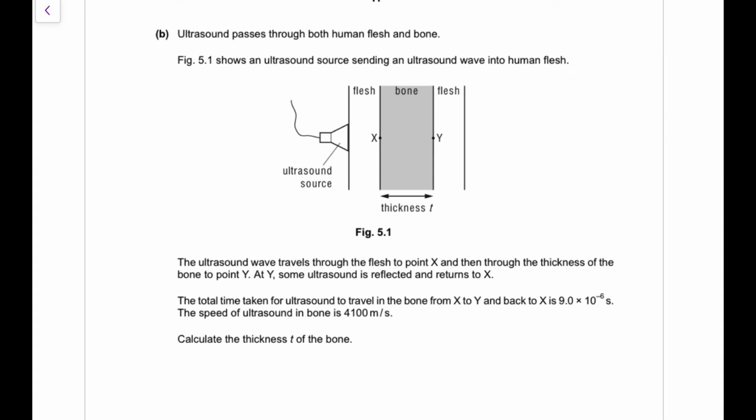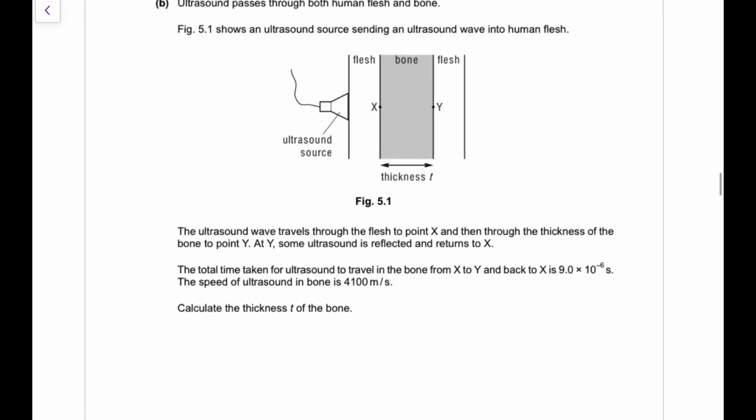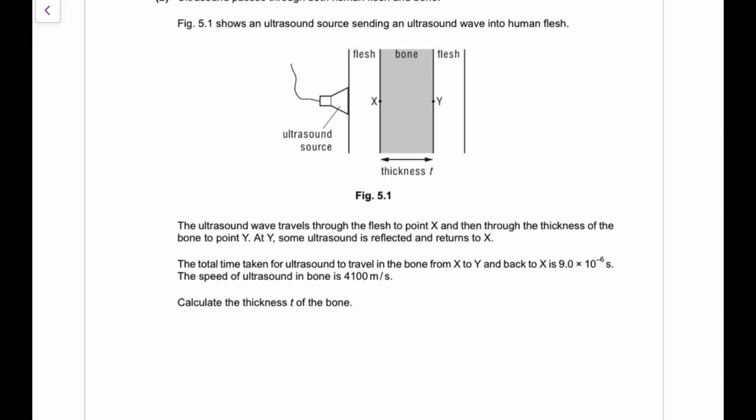B. Ultrasound passes through both human flesh and bone. Figure 5.1 shows an ultrasound source sending an ultrasound wave into human flesh. The ultrasound wave travels through the flesh to point X and then through the thickness of the bone to point Y. At Y, some ultrasound is reflected and returns to X. The total time for the ultrasound to travel in the bone from X to Y and then back to X is 9 times 10 to the power of negative 6 seconds. The speed of ultrasound in the bone is 4,100 meters per second. Calculate the thickness of the bone.